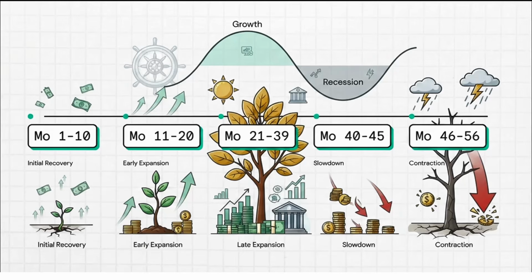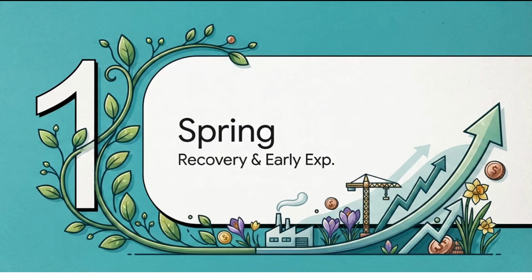And we can actually map these waves out on a timeline. Historically speaking, the expansionary phase, the good times, usually runs for an average of about 39 months. The contraction phase, which is the painful recession part, is usually a lot shorter, averaging around 17 months. Together, they string along a very distinct timeline: initial recovery, early expansion, late expansion, a slowdown, and finally, contraction. All right, let's dive right into our very first season: spring, the initial recovery, and early expansion.